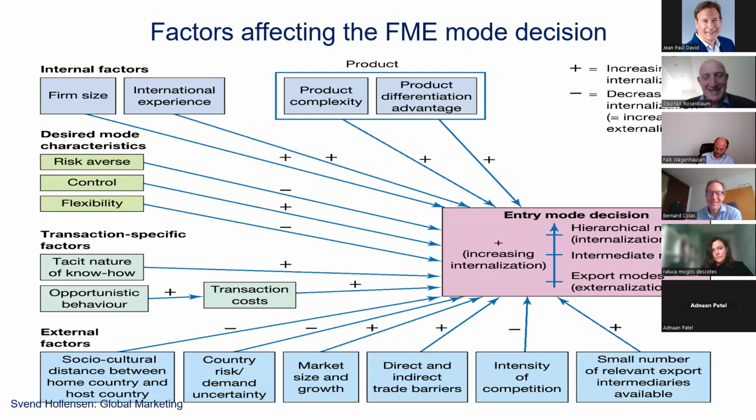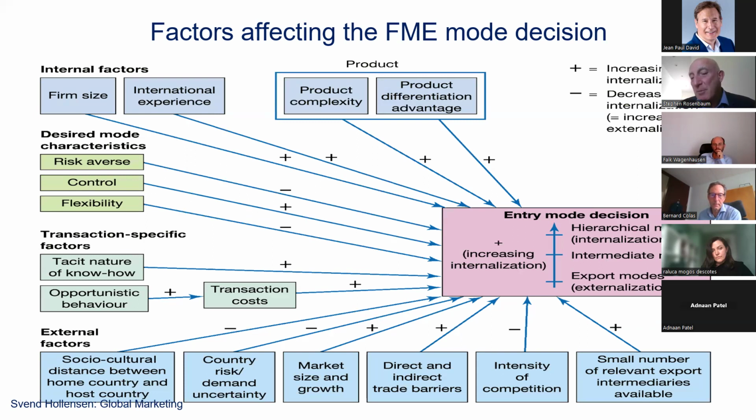It is. And also importantly, external factors. If your country risk is very high, for example, political risk, or demand is very uncertain, that's a minus. So you're better off exporting. If the market size is very big and it's growing, that's a plus. You want to be present on the market. You want to be producing, and you don't want to be sharing it with anybody else. So that's hierarchical. Obviously, if you've got indirect and direct trade barriers, that's hierarchical, because if you've got trade barriers to bring your oat milk into Brazil, then it makes so much more sense to produce in Brazil, and therefore you don't encounter the trade barriers.